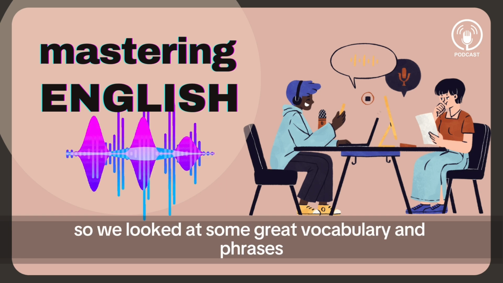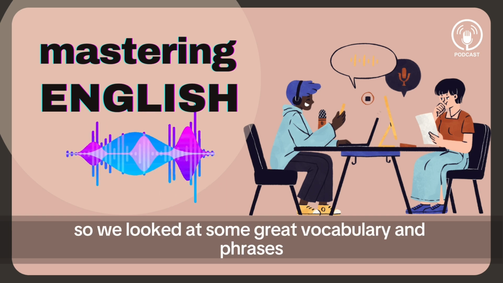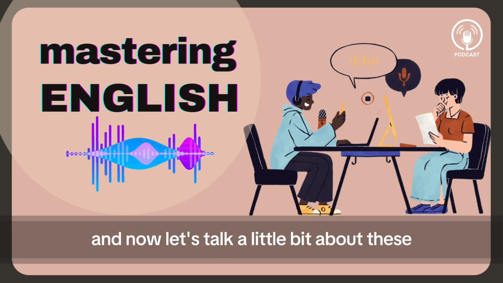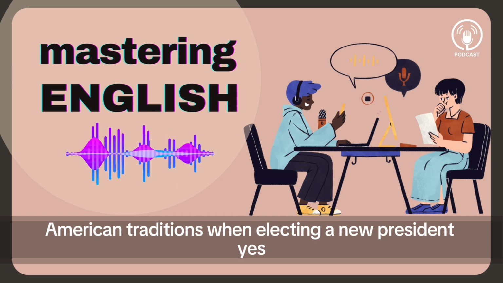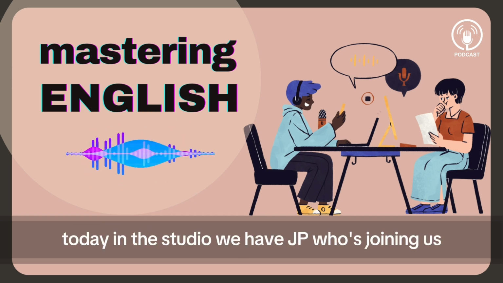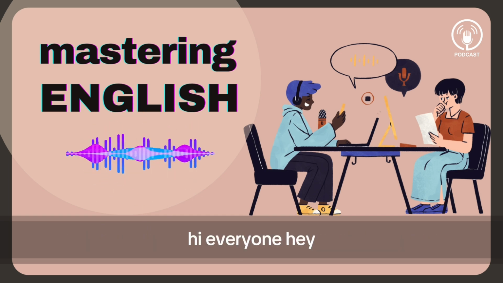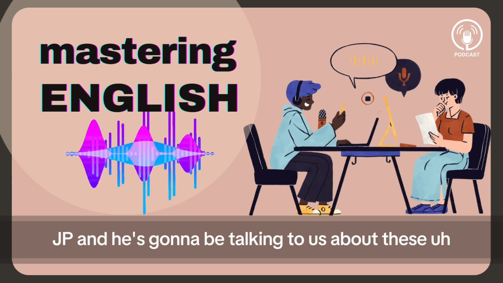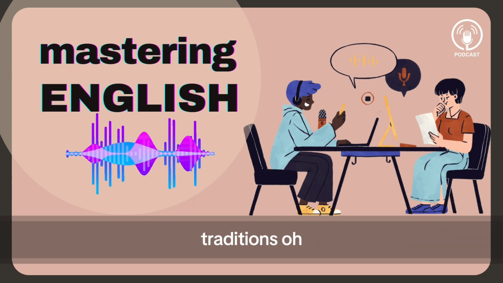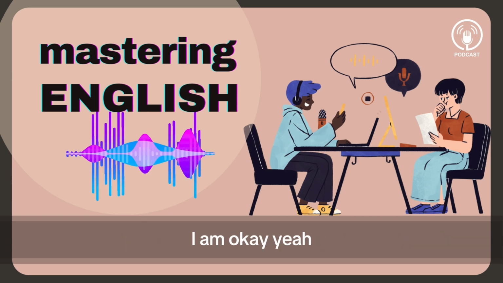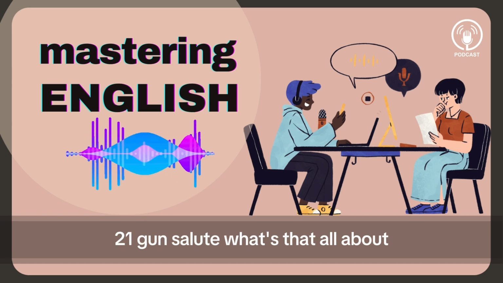Similar. Yeah. So we looked at some great vocabulary and phrases, and now let's talk a little bit about these American traditions when electing a new president. Yes. Today in the studio, we have JP who's joining us. Hi, everyone. Hey, JP. And he's going to be talking to us about these traditions. Oh, I am. Okay. What are we going to talk about? 21 gun salute. What's that all about?